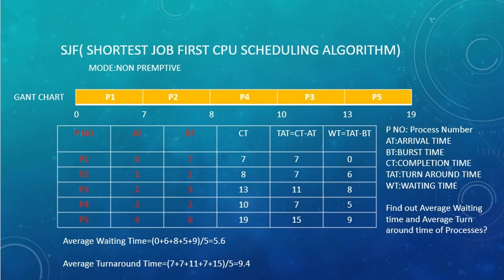Today's topic is the SJF scheduling algorithm. It is the shortest job first CPU scheduling algorithm. We need to consider the job or process which takes less time to complete its execution. That means we need to consider the burst time of the process.